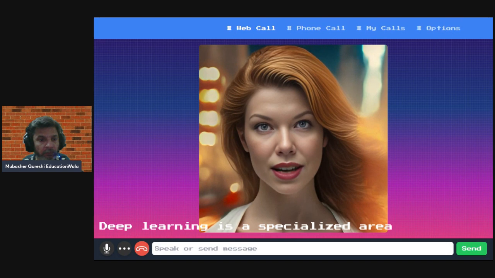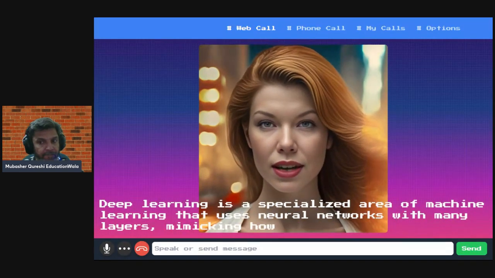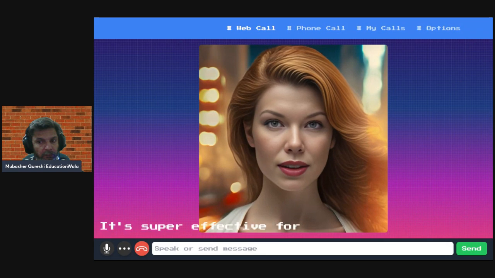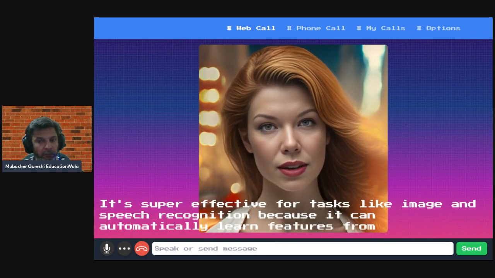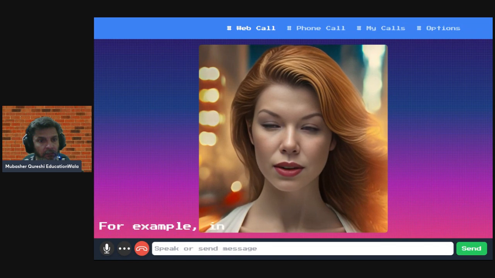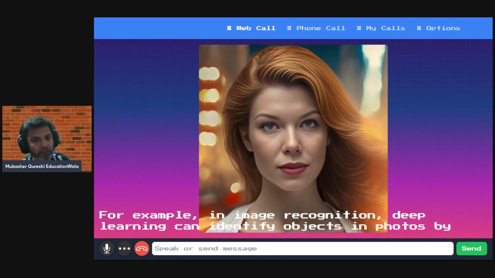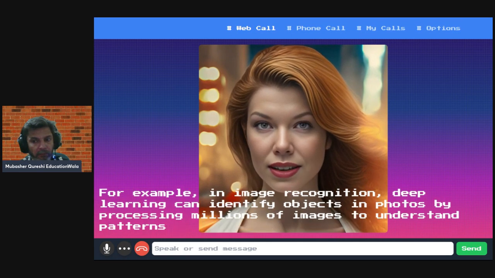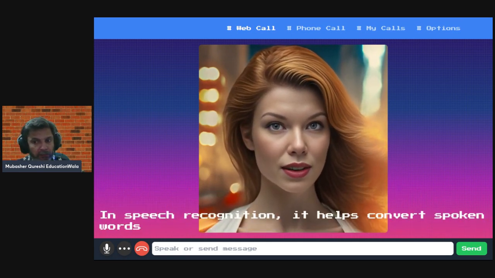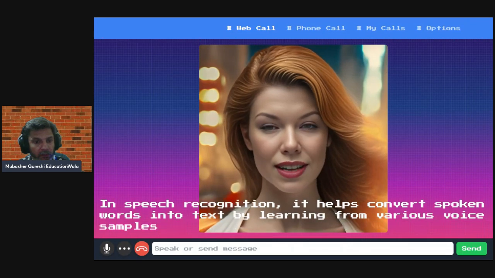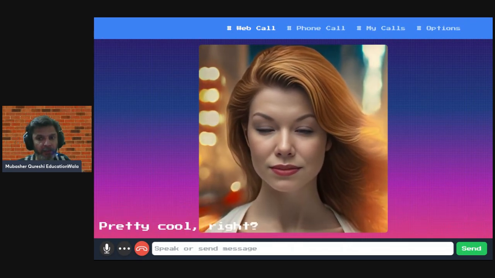Deep learning is a specialized area of machine learning that uses neural networks with many layers, mimicking how our brains work. It's super effective for tasks like image and speech recognition because it can automatically learn features from raw data. For example, in image recognition, deep learning can identify objects in photos by processing millions of images to understand patterns. In speech recognition, it helps convert spoken words into text by learning from various voice samples. Pretty cool, right? Yes, that's right.